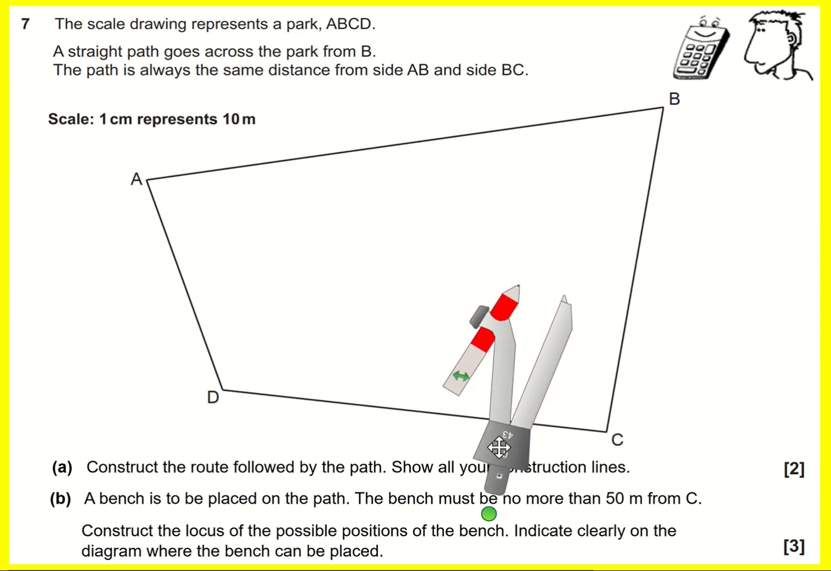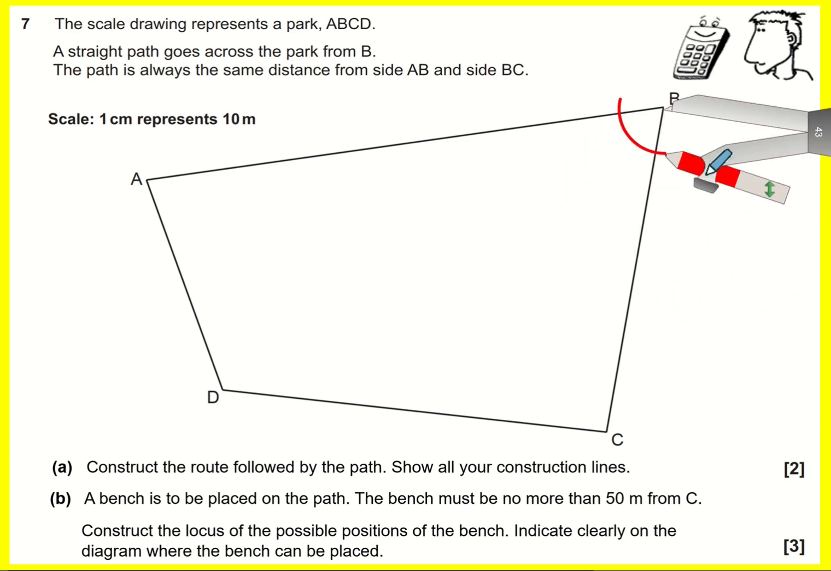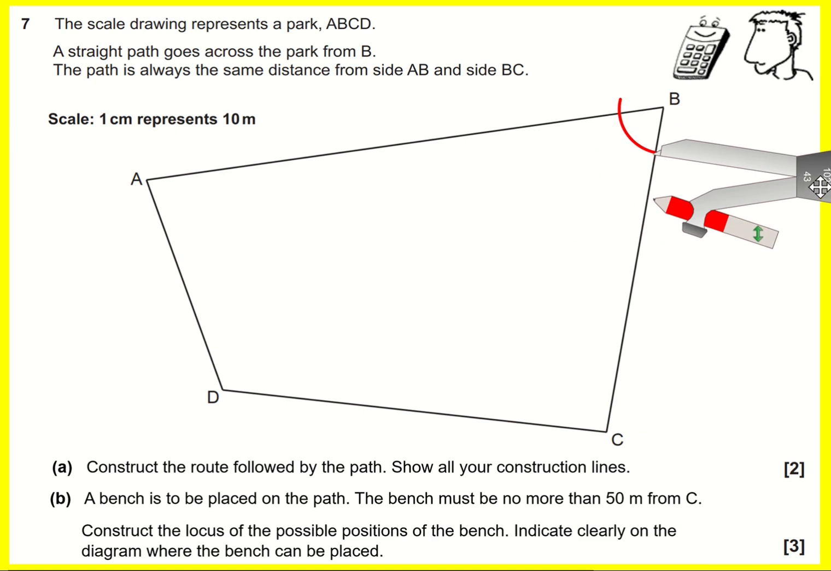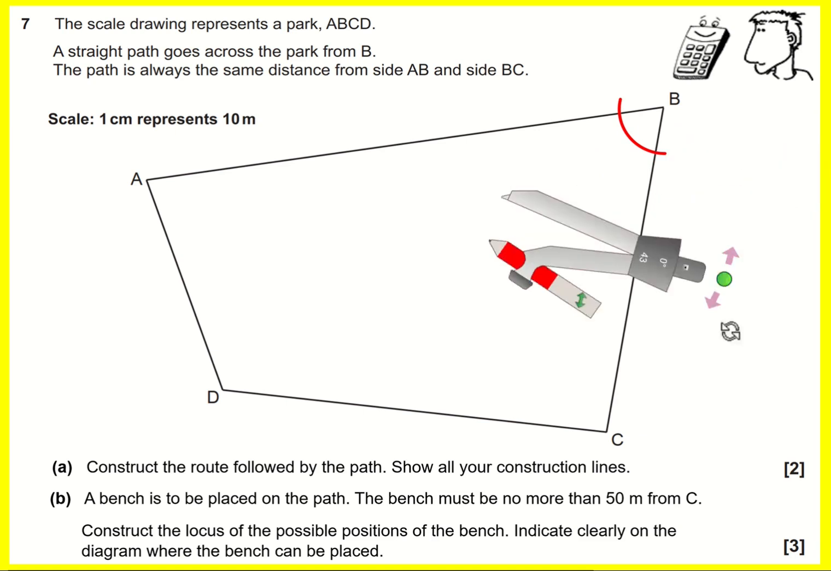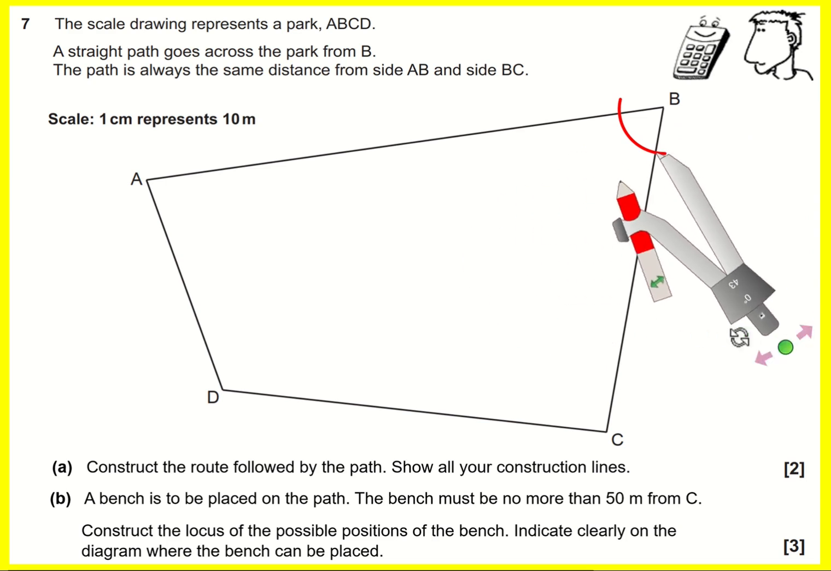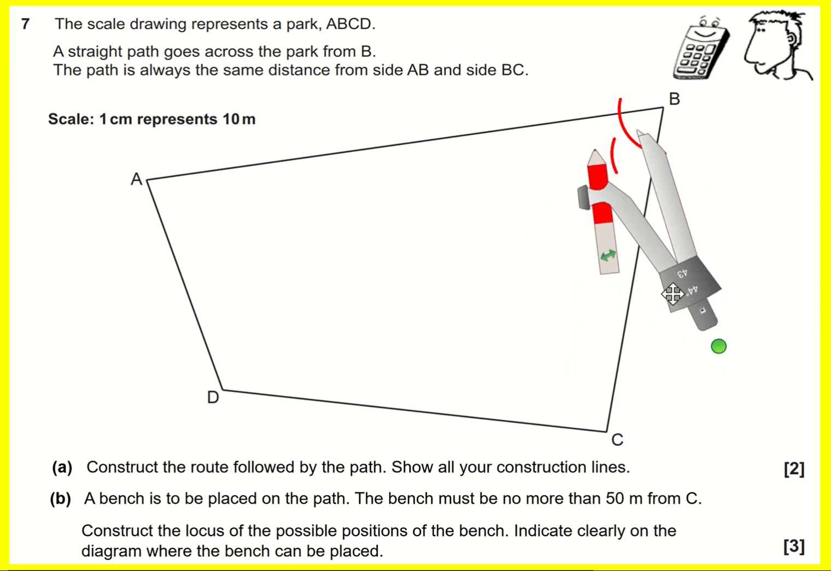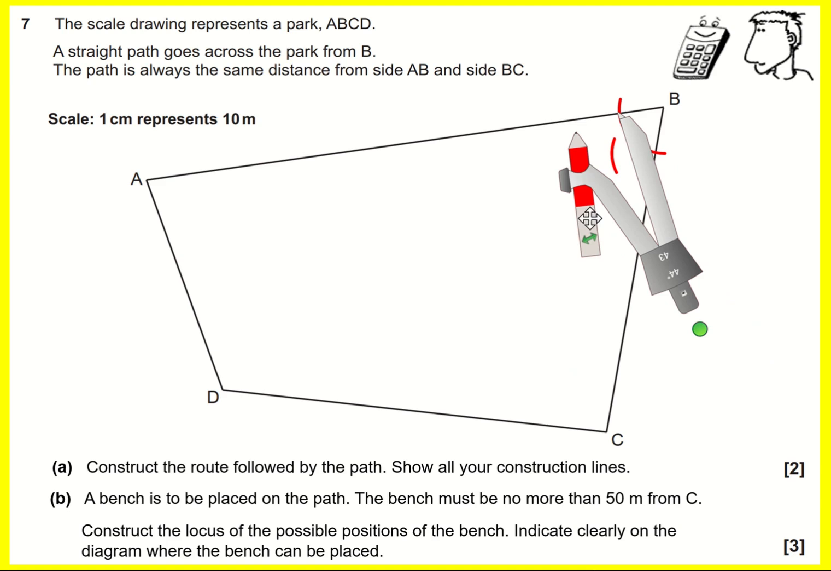Put the point on B to start with, and draw an arc. And then put the point on where the arc meets the path. Bring it in a bit and draw another arc. And then repeat for the other side.